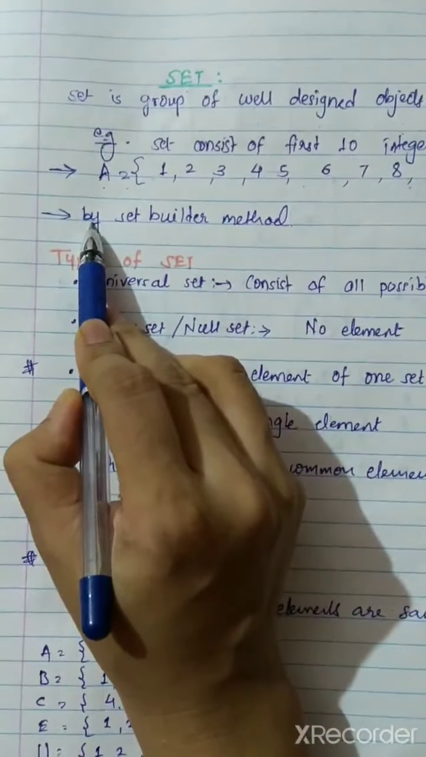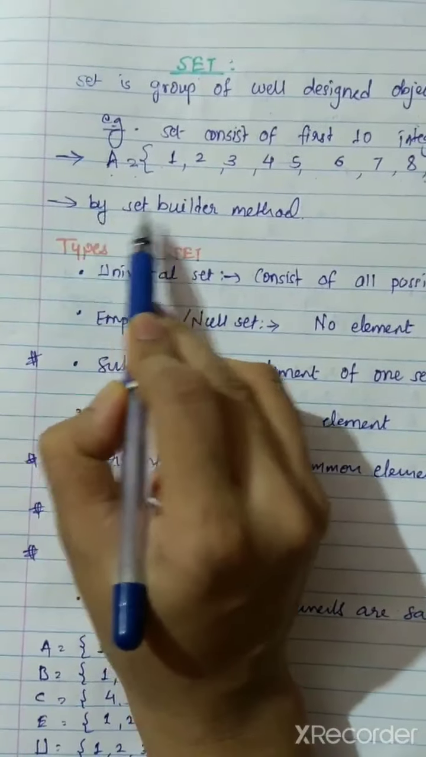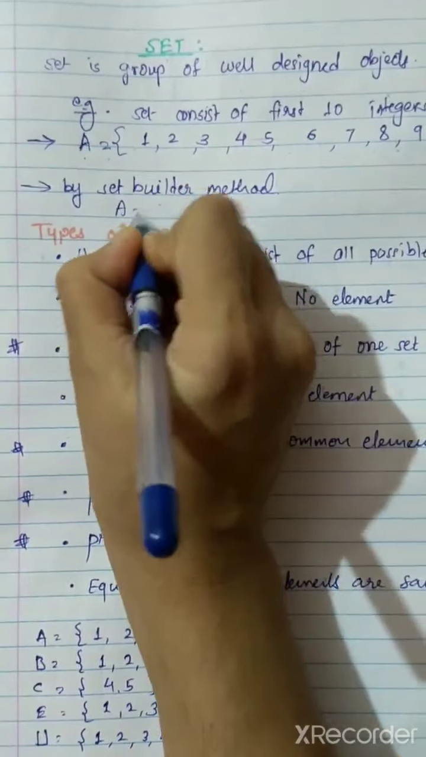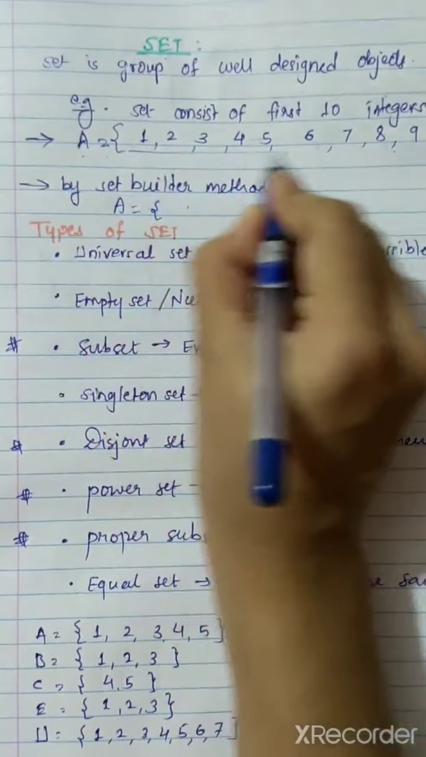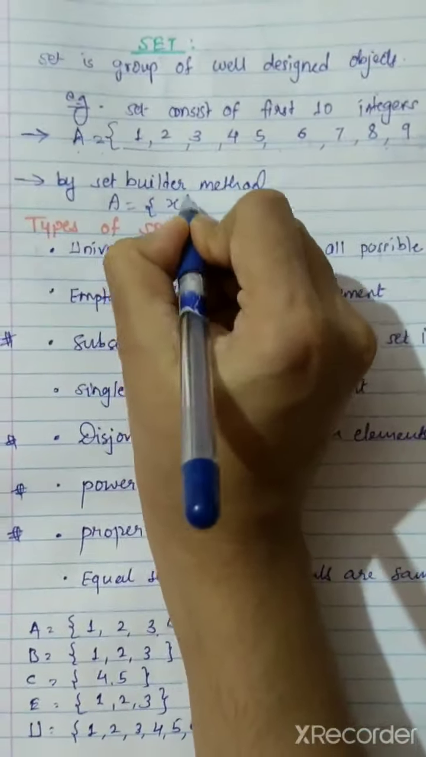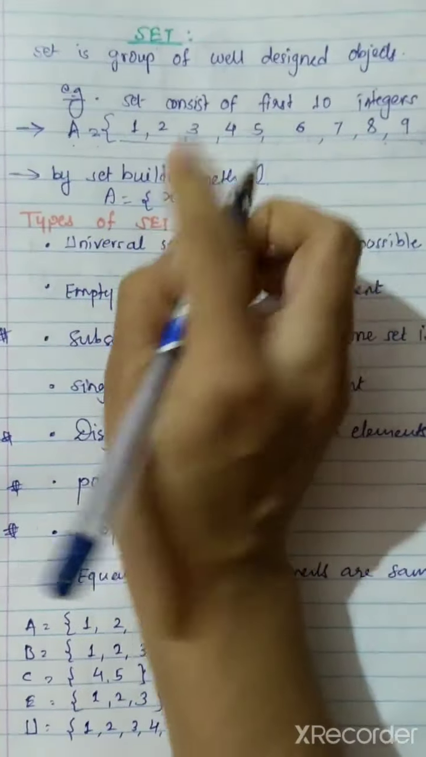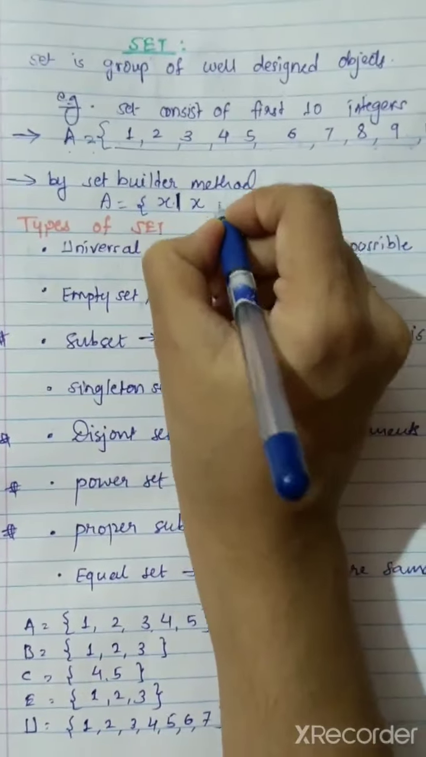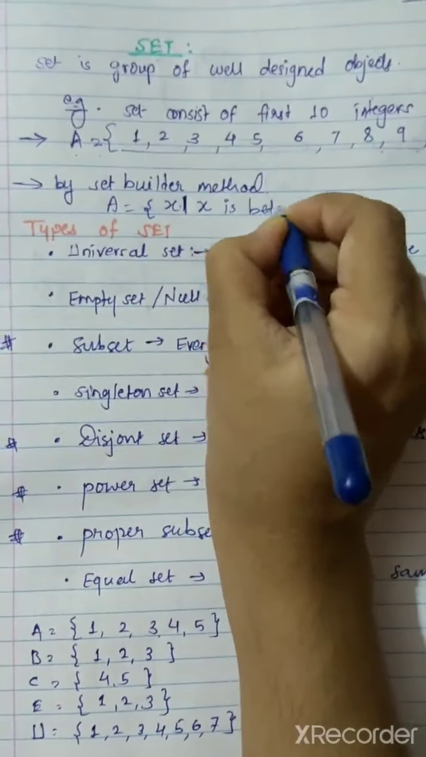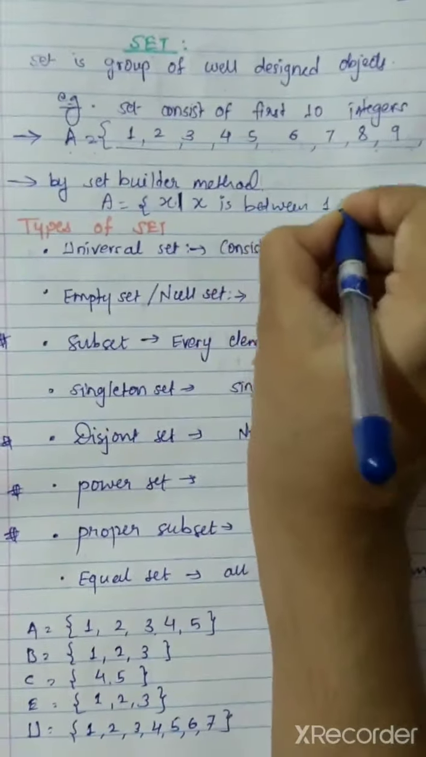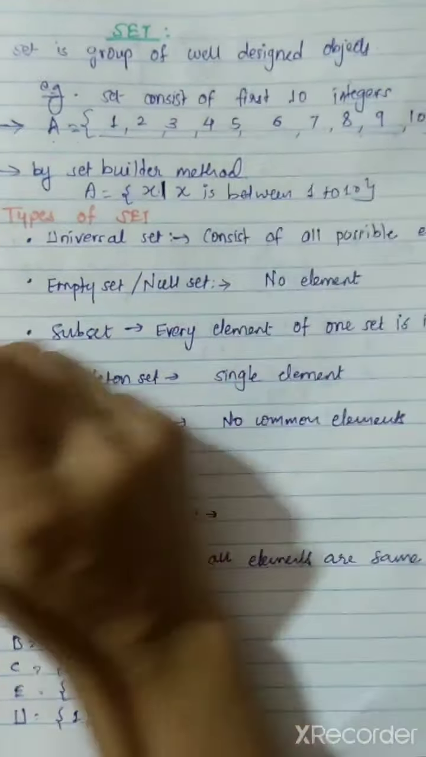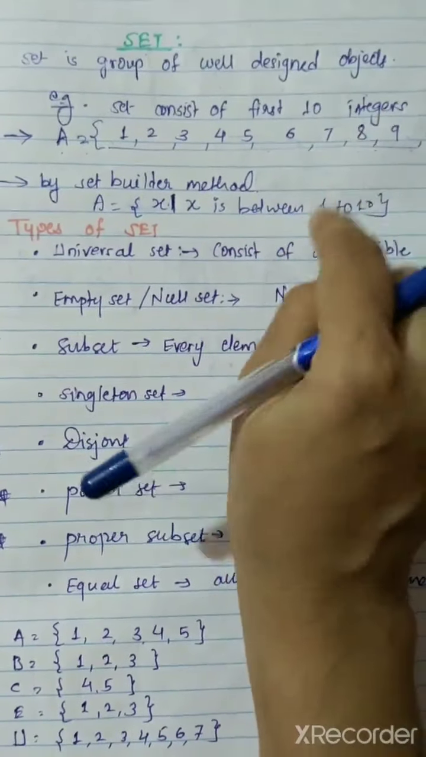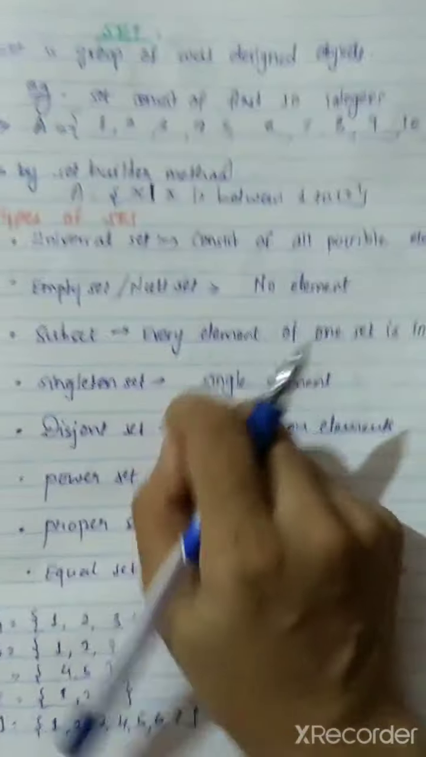Now the next representation we can do is by the set builder method. We can write by the set builder method: A is a set such that x is a number such that x is between 1 to 10, or you can say x is 1 to 10.